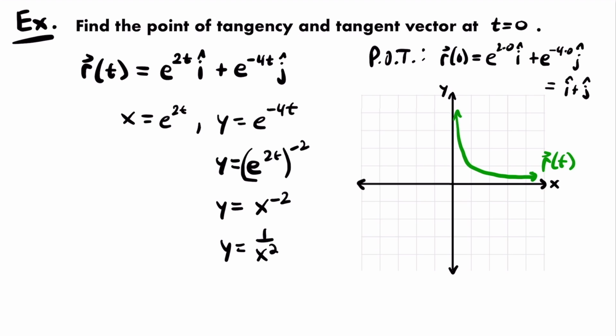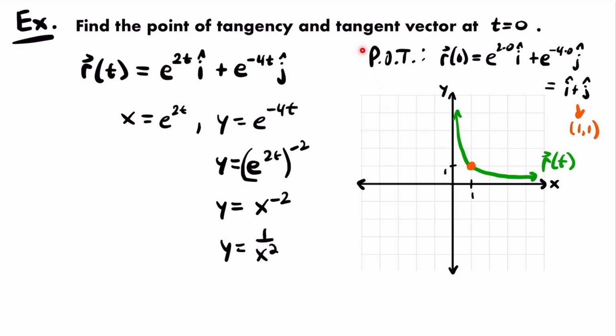So our point of tangency, or the vector that will give us our point of tangency, is just i plus j. So really the point of tangency is (1, 1). Both the x and y components are 1, so it's a vector with a terminal point of (1, 1). And that would be this point right here if we say that this is x equals 1 and this is y equals 1. So that would be our point of tangency.